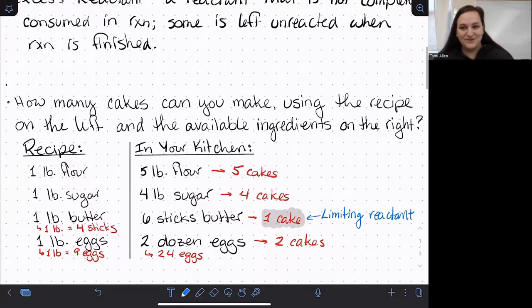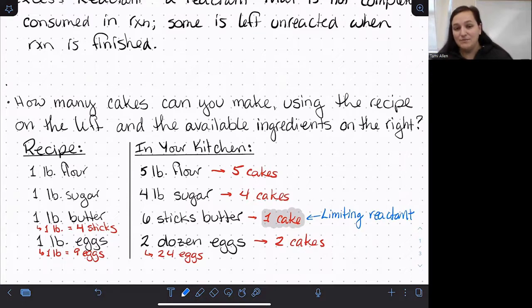I would have a bunch of other stuff left over, but without butter, you'd have a pretty gross cake. So if you tried to make any other cakes, they would not be good. They would not be cake without butter. So that is our limiting reactant. Everything else would be considered excess.